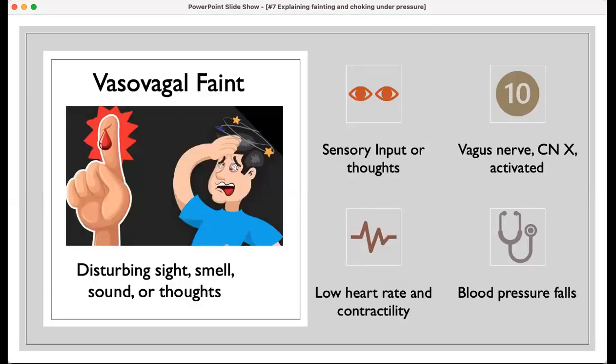This is what's described as a vasovagal faint. Usually it's from disturbing sights, smells, sounds, or even just thoughts. And that initiates stimulation of the vagus nerve, which is cranial nerve 10. That's parasympathetic. The heart rate slows and the contractility of the heart is reduced. So it's not generating a high blood flow, and the ultimate result is the blood pressure falls.